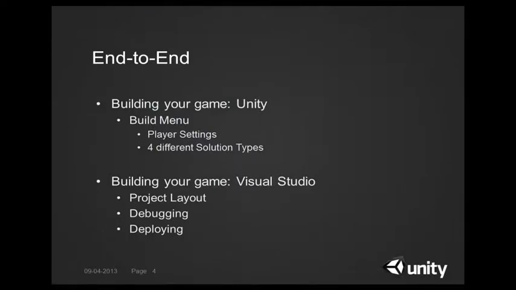So now I'm going to get to the end of the end. We've built a game in Unity. You may have deployed it to other platforms or not, but I'm going to talk about, okay, I have this game, I can hit play, I'm happy with it, and now I want to build it for Windows Store. I'm going to go through the Unity side, which is our build menu and player settings, talk about those settings, and then I'm going to take you into the Visual Studio side and talk about that.